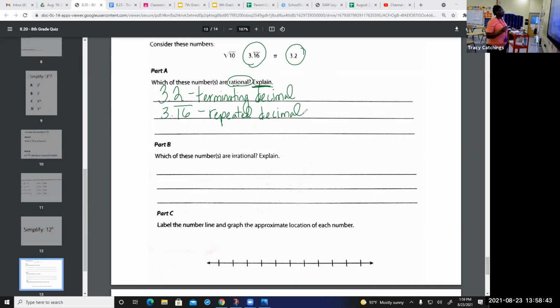B asks which ones are irrational. Pi. And you should have said because it is a symbol. And then square root of 10 because it's not a perfect square. We won't get a whole number.